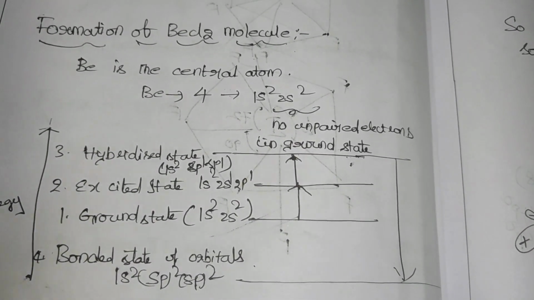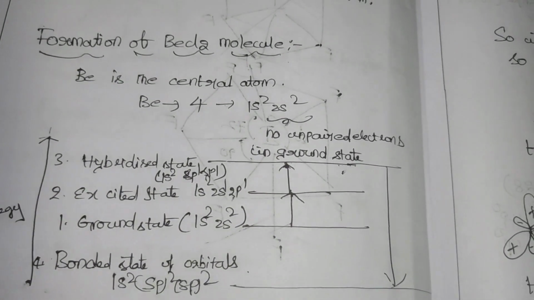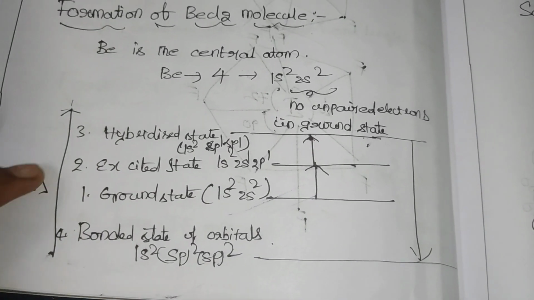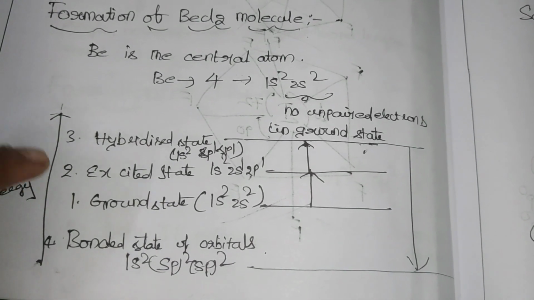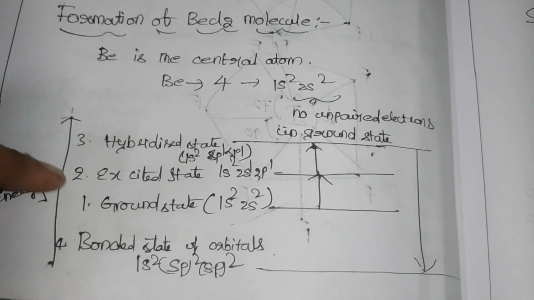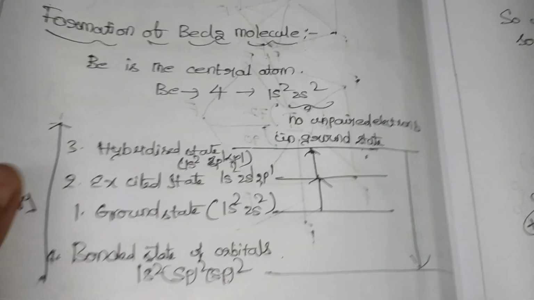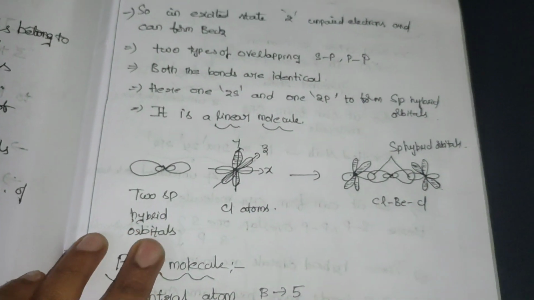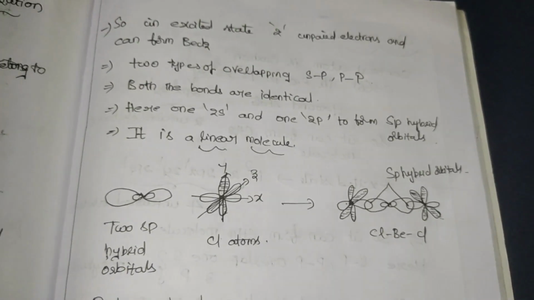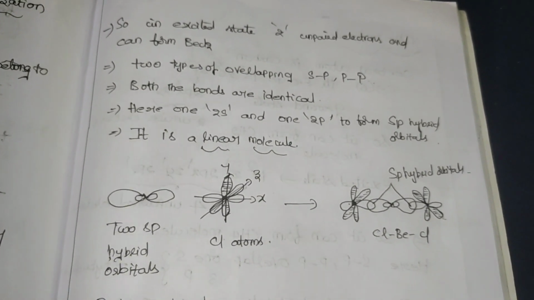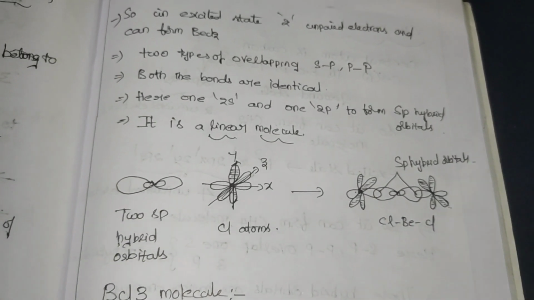In this, the 2s orbital and one 2p orbital will get mixed up to form 2 sp hybrid orbitals, and the energy of the hybrid orbitals will become more. In the ground state it will be less, and in the excited state it will become still more, and in the hybridized state more still. What type of hybridization do we see here? sp hybrid orbitals are formed. Here there are two types of overlapping, sp and pp, both the bonds are identical, and a linear molecule is formed.